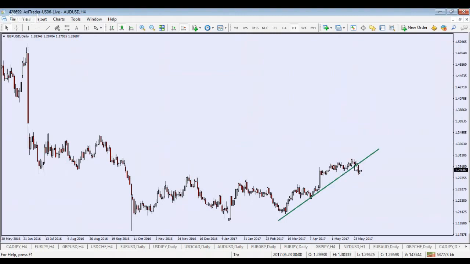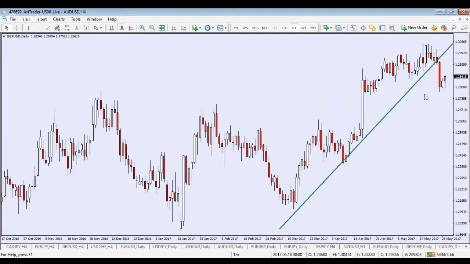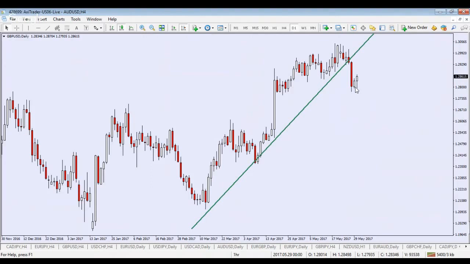Is a retouch of this trend line. It's not perfect, is it? Boy, it's close though. So if the pound is still bearish, in other words, it's ripe for a sell, if that's the case, then it will probably come back up here and touch this trend line. Or there's another thing it could do.